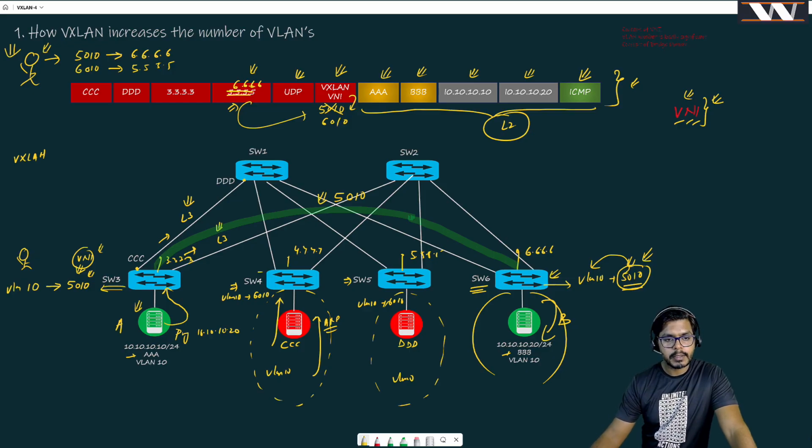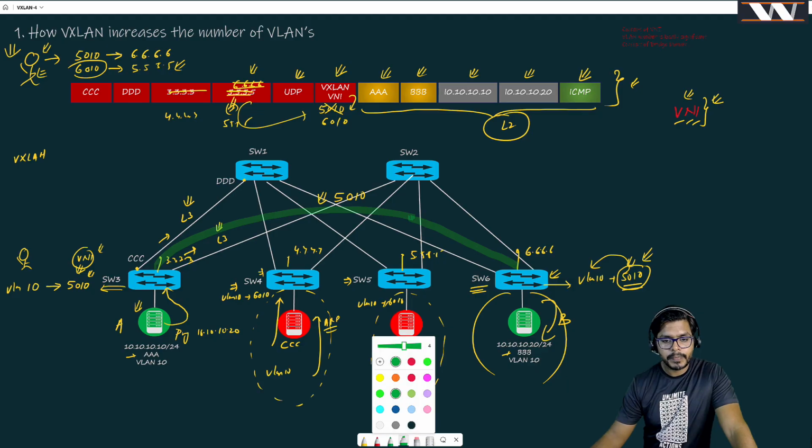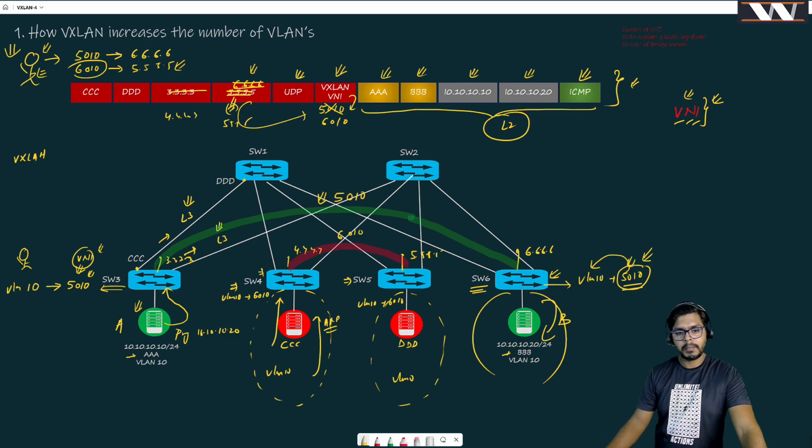And once it is reached here, this guy will ask the control plane, or this intelligent guy, where I need to send it. The intelligent guy will say that 6010 is present at 5.5.5.5. So you need to send it there. Interesting. In this case, the destination is going to be 5.5.5.5 instead of 6.6, and the source will become 4.4.4.4. If that is the case, the VXLAN tunnel which will be formed is going to be this one, and I can write the number on top of it, 6010. Very, very interesting. Just try to understand.